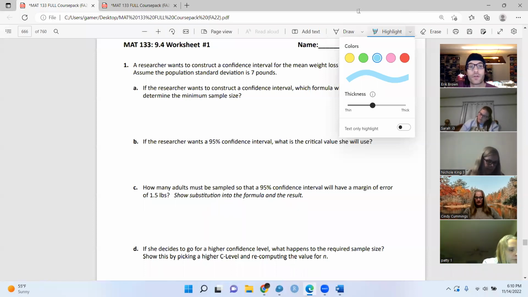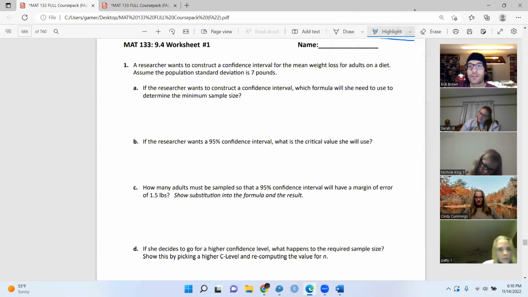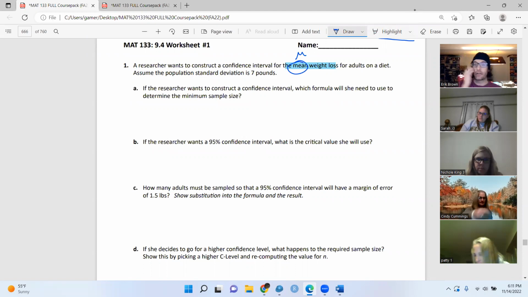A researcher wants to construct a confidence interval for the mean weight loss. Wait, did I say the answer? You did. Mean weight loss. Mean. Nailed it. So we can use the symbol, we can write the word. This is a mean question. Assume the population standard deviation is 7 pounds. Okay, nice. We'll put that there.